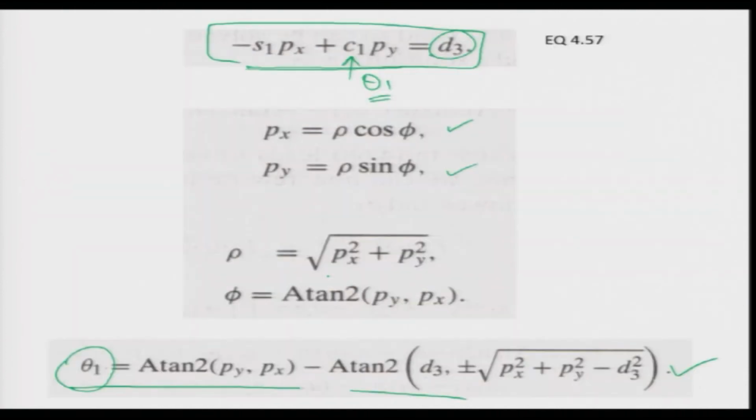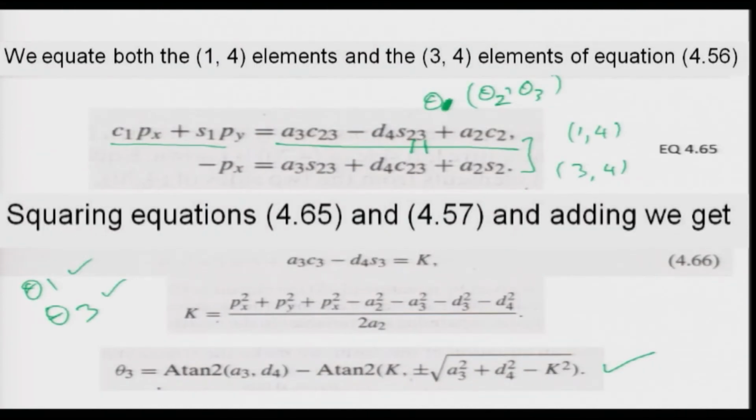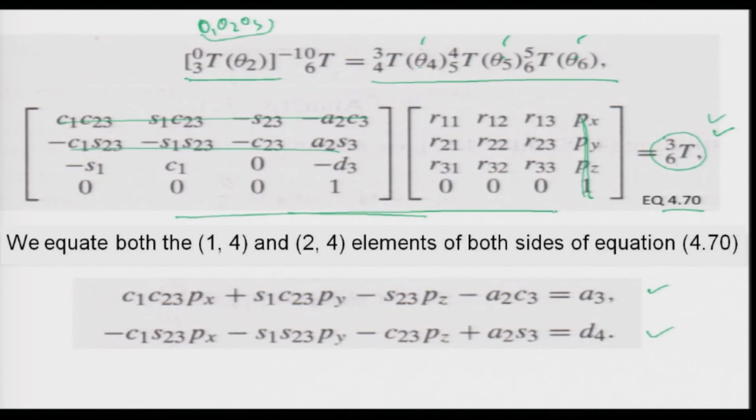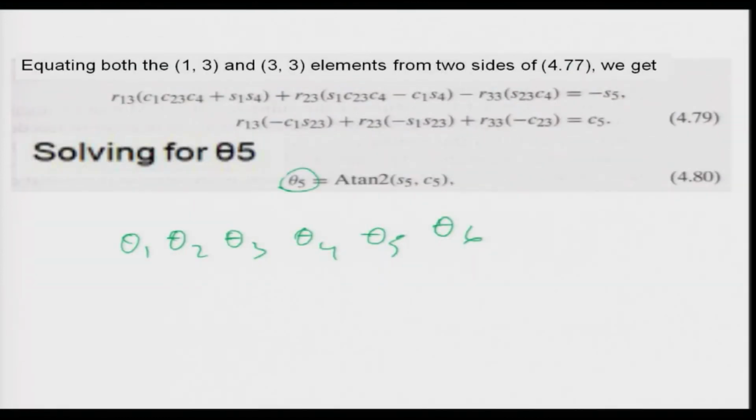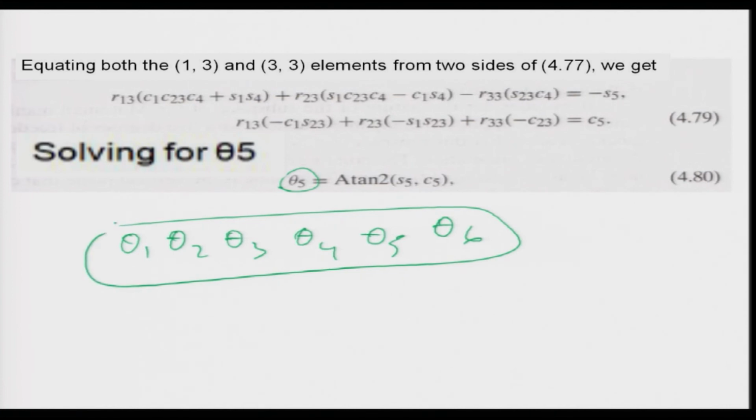So, first we find theta 1, then we find theta 3, then we find theta 2, then theta 3 is already found, so theta 4, then theta 5 and then theta 6. So, essentially going term by term we can find all of them. So, this is the general inverse kinematic solution, the inverse kinematics solution for the PUMA robot.